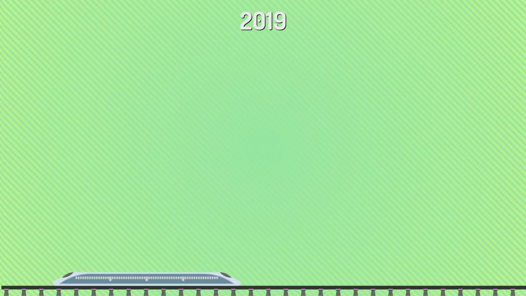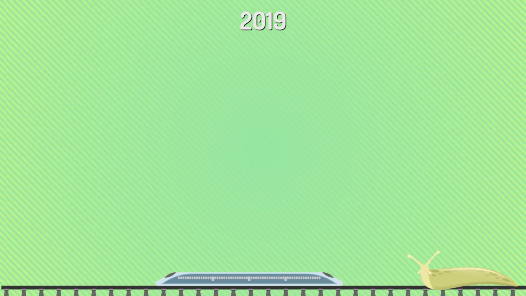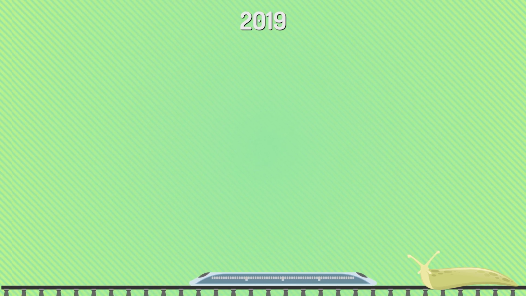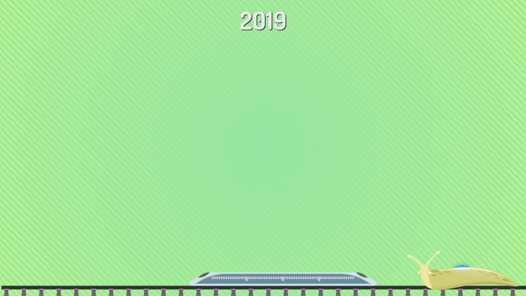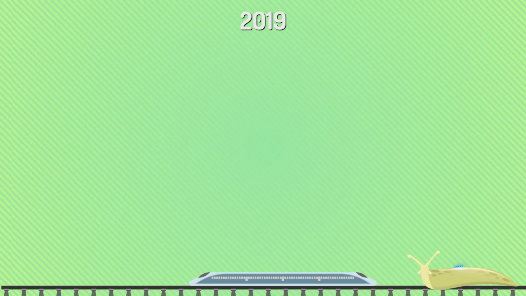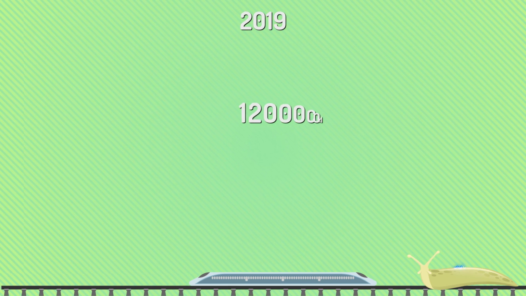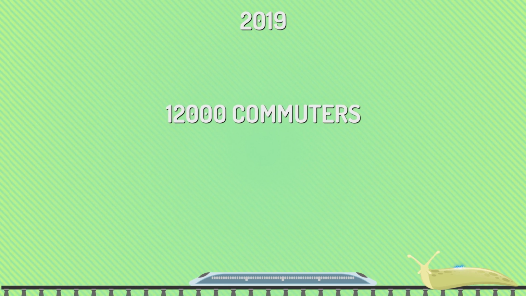In 2019, the mighty Japanese bullet trains were brought to a screeching halt by a slug. This little slimy rascal worked its way into a circuit box, and then next into a major rail line. When it was electrocuted, the incinerated remains caused a power collapse that stranded 12,000 commuters in Kyushu.